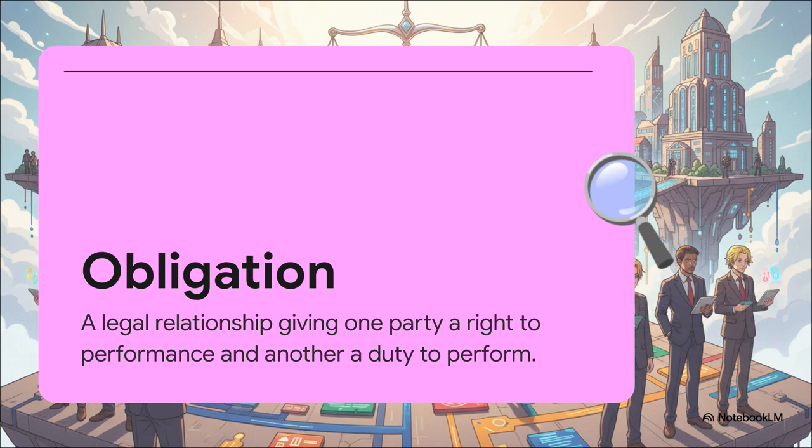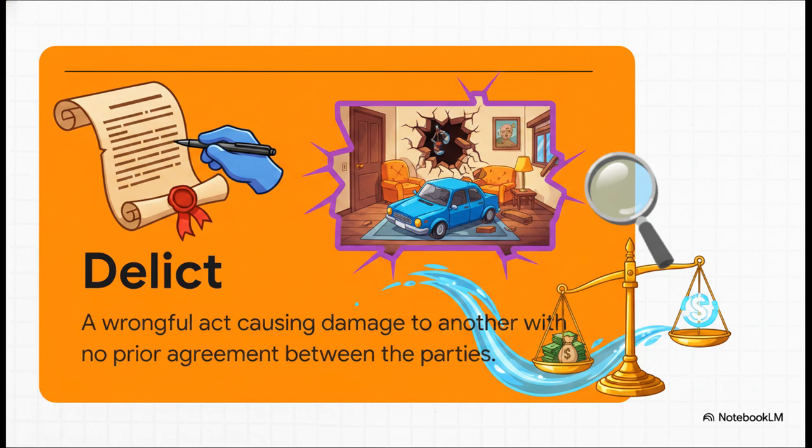It's really just a legal relationship where one party has the right to demand some kind of performance and the other party has the corresponding duty to actually perform it. You can create these obligations intentionally by agreeing to them in a contract, or they can arise through unjustified enrichment. But they can also arise completely by accident. Which brings us right to what we call a delict.